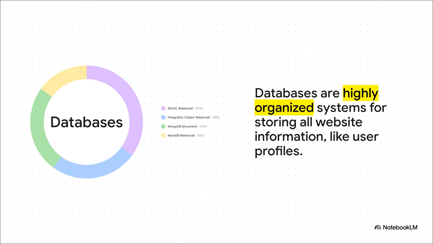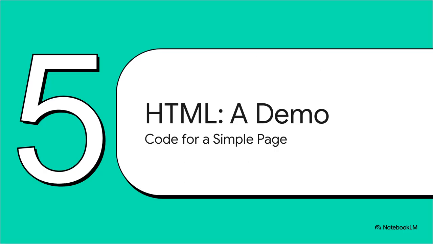You've got relational databases like MySQL, which store data in neat tables, kind of like a spreadsheet. That's perfect when consistency is super important. Then you have others, like MongoDB, that are more flexible, storing data in document-like structures, which is great for applications that need to grow and change really fast. Okay, so we've got the front end, the back end, and the database all working in harmony.